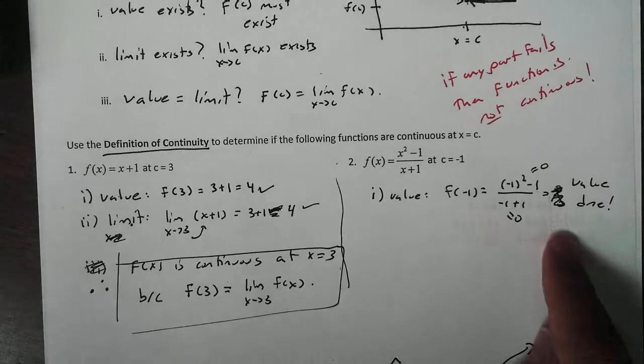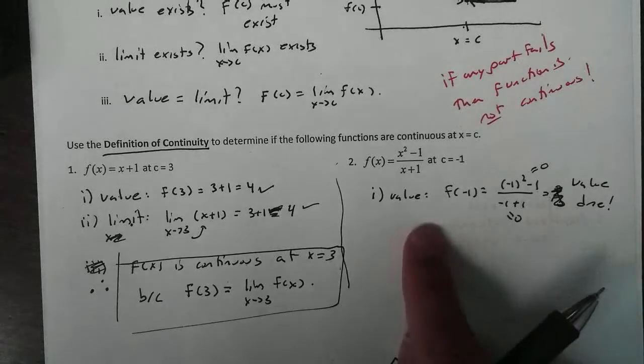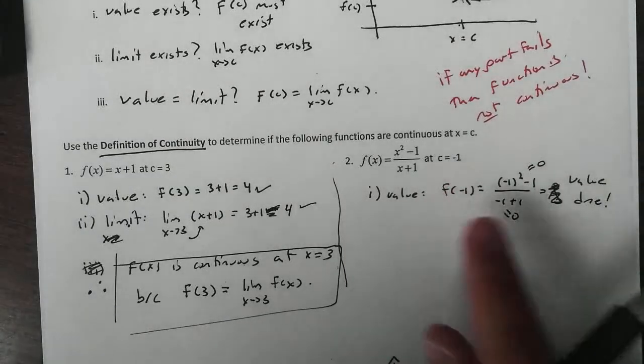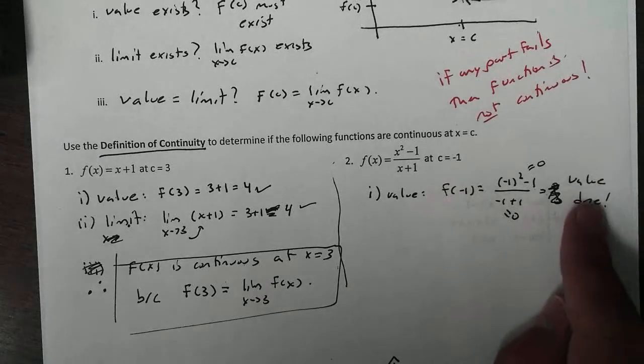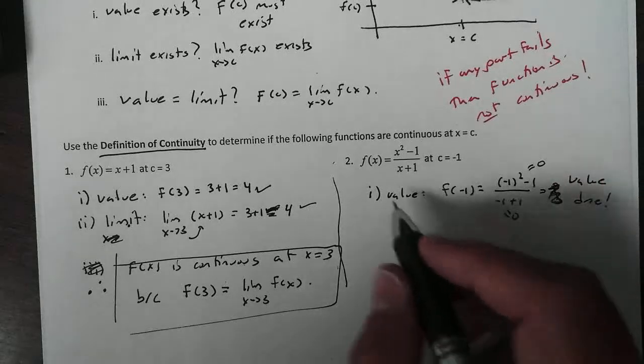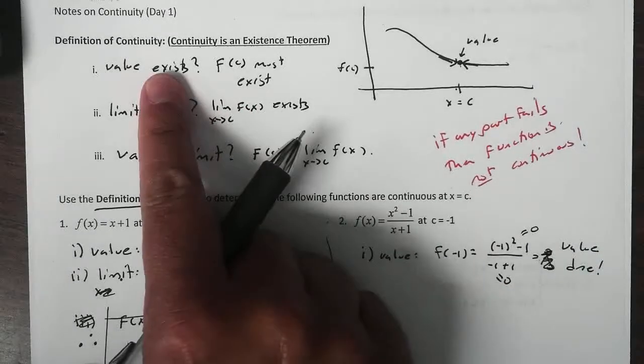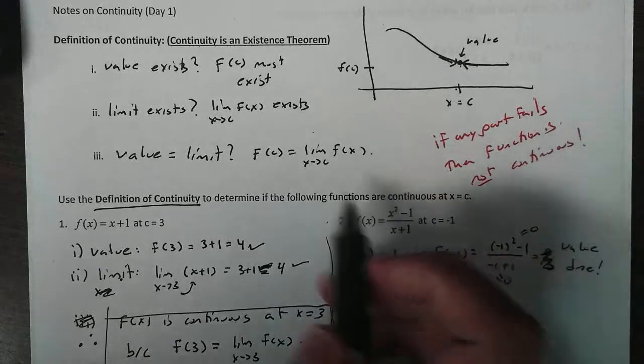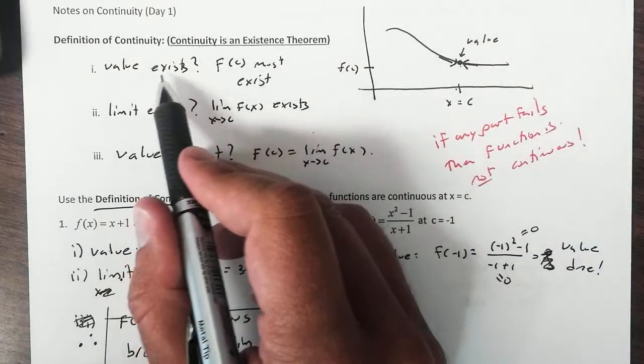Now, here's the mistake that people make. They go ahead and they find the limit. Now, the limit here will exist, but will the limit ever equal the value? And the answer to that is no, because it has no value. So we're done. Remember, we're just checking for continuity. And if any part fails, then the function is not continuous. So right now, the function has no value.